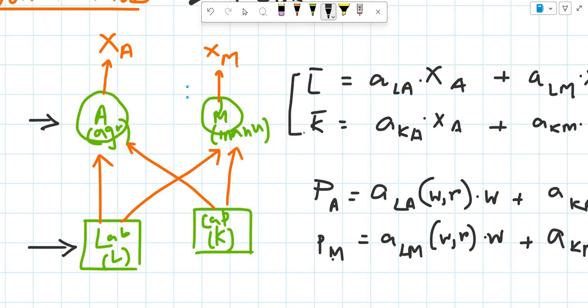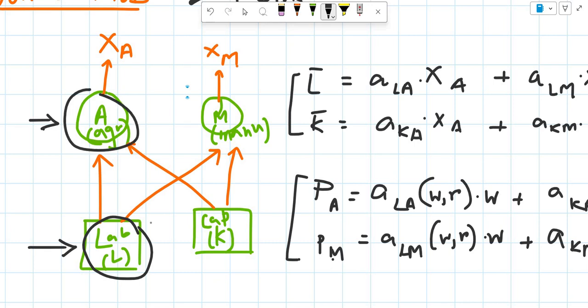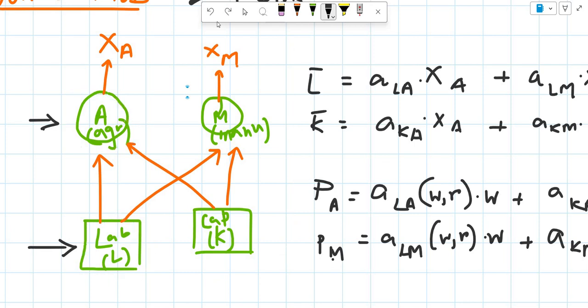For the endowment equations, you consider one of the factors, and then you see how that particular factor is moving into the two sectors. And for the price equations, you consider one sector and you see how factors are moving into that particular sector. So basically that is how you can remember the Jones 1965 model.